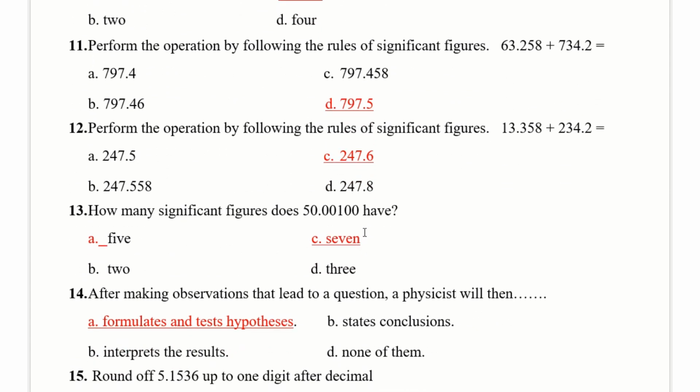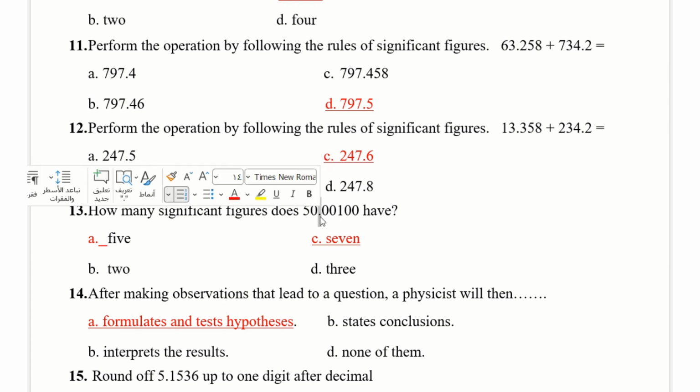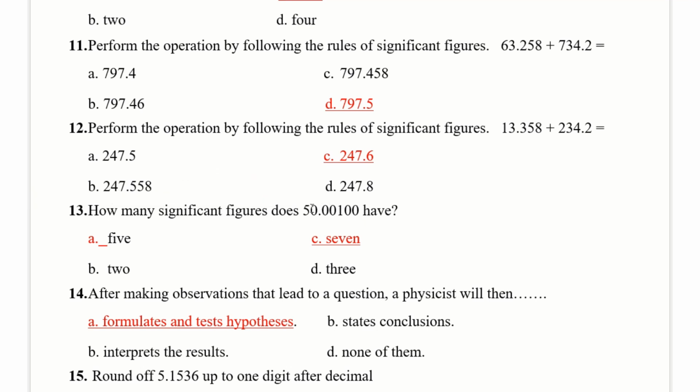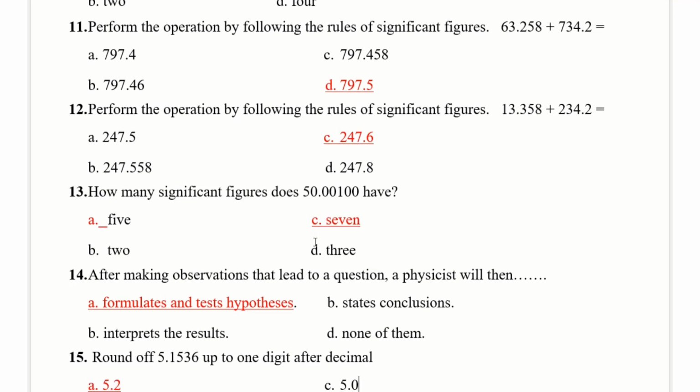How many significant figures does this number have? So because the last zeros also count, because we have decimal. If we have decimal, you have to count the zeros at the end also. So it will be 1, 2, 3, 4, 5, 6, 7. So it will become 7 significant figures. Okay.